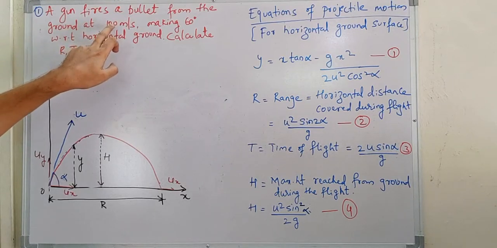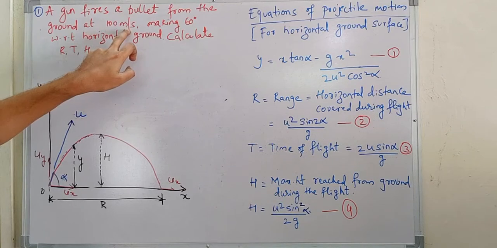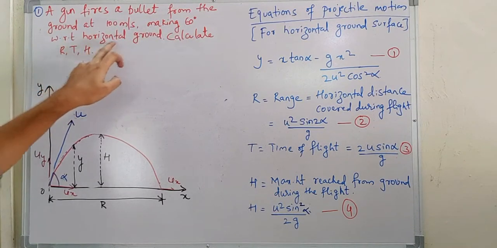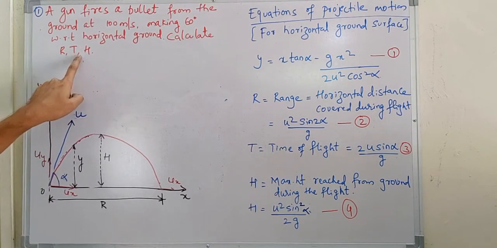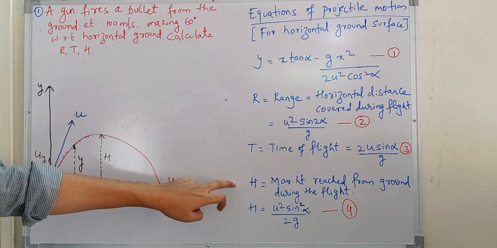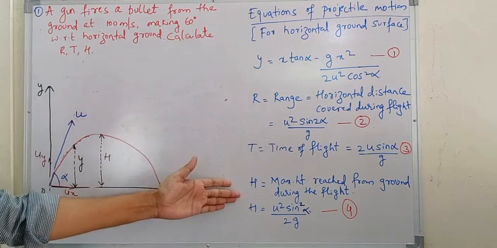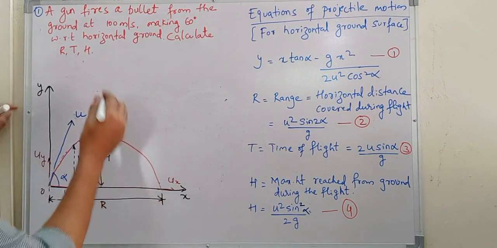At an initial velocity of 100 meter per second, making 60 degree with respect to the horizontal ground. Now calculate R, that is horizontal range, time of flight, and the maximum height or the peak height reached during the flight. Now try doing that. We already have these expressions. So all you have to do is, before that you can write down what are the given data.